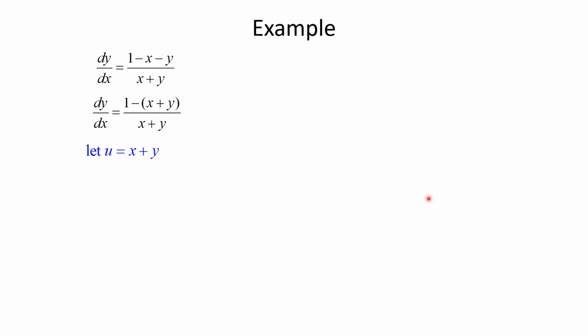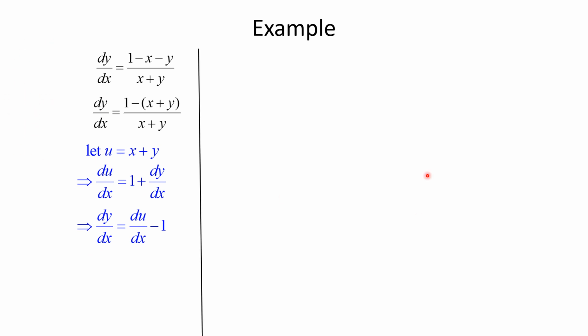If u equals x plus y, I can take the derivative, so du/dx would equal 1 plus dy/dx, and I can solve that for dy/dx to get myself another substitution factor. So dy/dx would be du/dx minus 1. So I can take this and plug it in for dy/dx. If I apply my substitutions, dy/dx becomes du/dx minus 1. The right-hand side, I get 1 minus u divided by u.